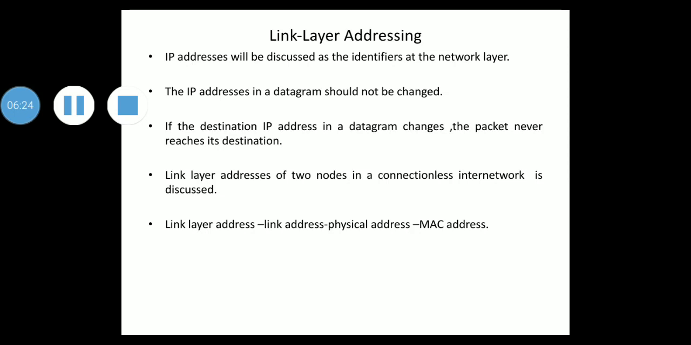If the source IP address in a datagram changes, the destination host or a router can never communicate with the source if a response needs to be sent back or an error needs to be reported back to the source. Is it clear?